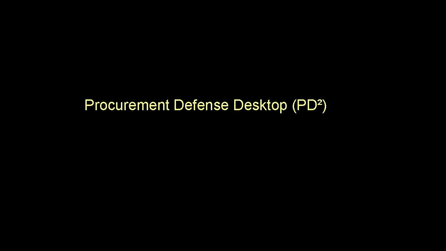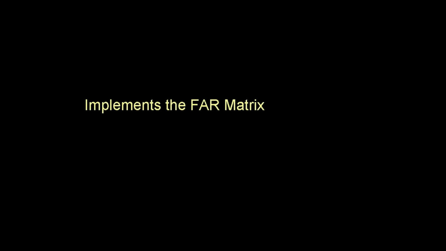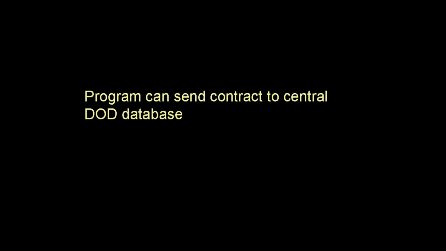There's a computer program called Procurement Desktop Defense, PD squared, and this computer program is a question and answer software program that, based on the answers given to it, generates the contracting requirements for a contract. So for the one we saw, if you answered it was a fixed price construction contract and you didn't meet the questions for any of the exceptions, then this would go in. So it would be in the contract. So PD Squared essentially implements the FAR matrix through a computer program, and that's what it does.